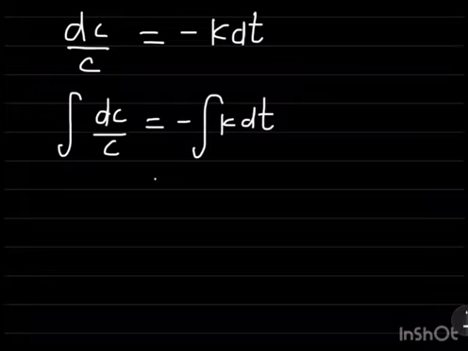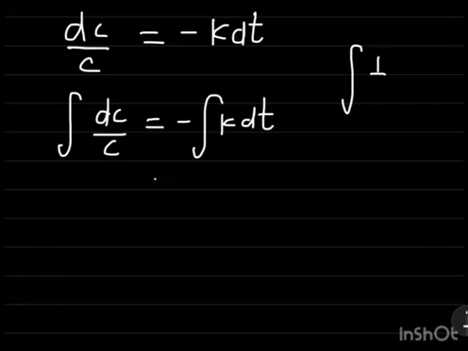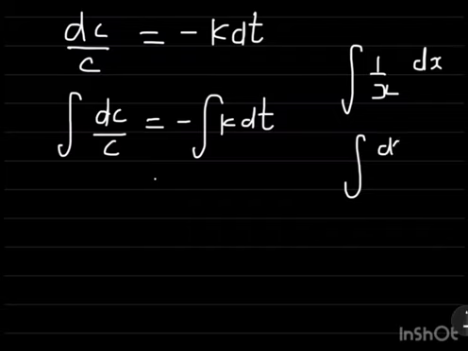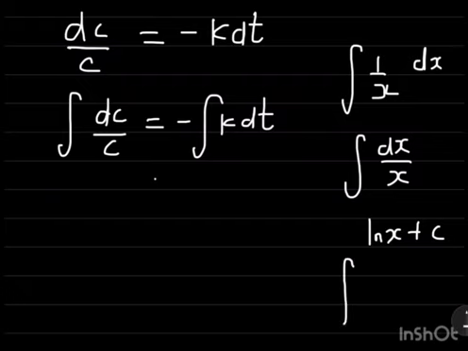In mathematics, whenever we want to integrate dC over C, let's say we have the integral of 1 over x dx, which is the same thing as dx over x. Whenever we are integrating this, we always have ln x plus c. And whenever we are integrating constants, let's say the integral of 2 dx, we always have 2x plus c.